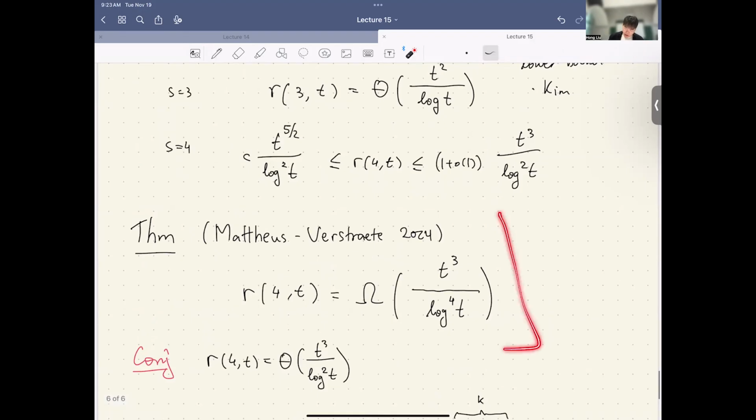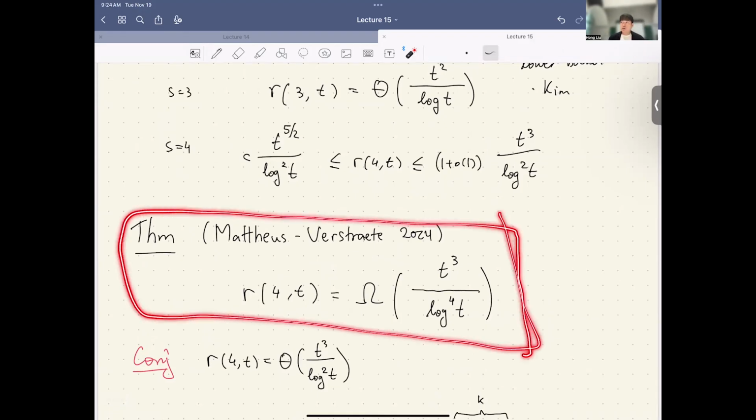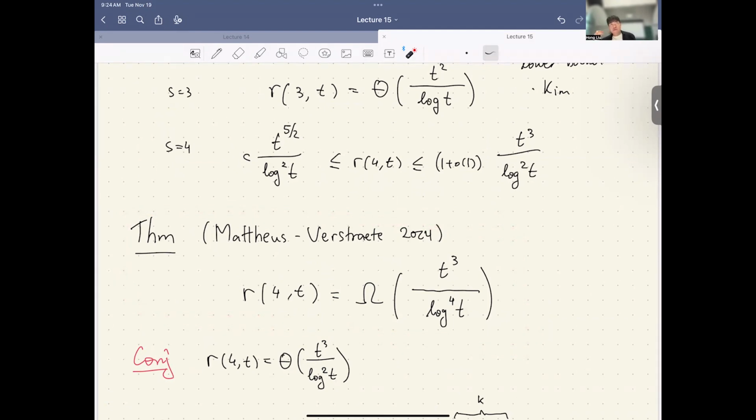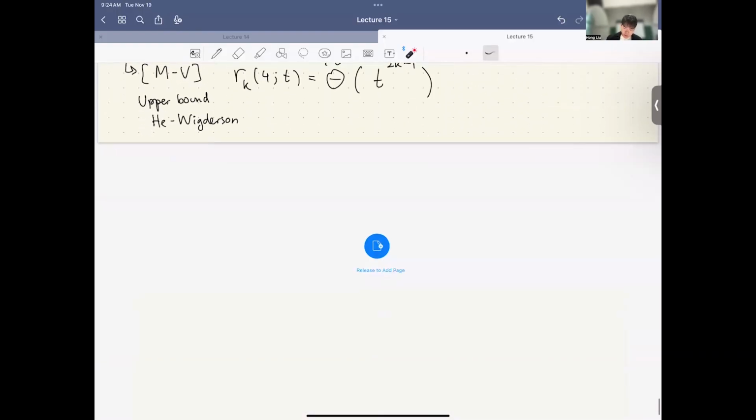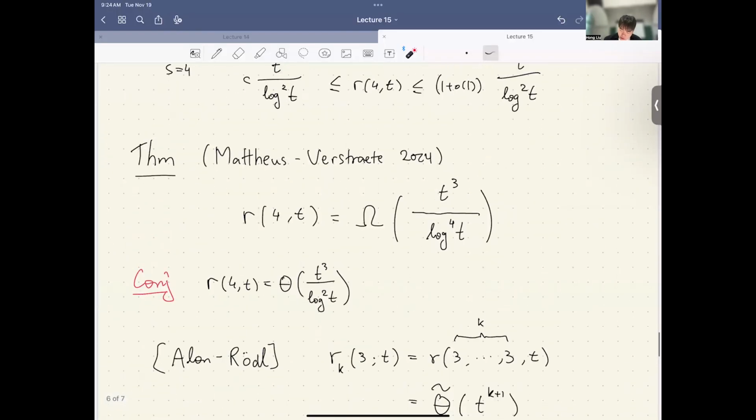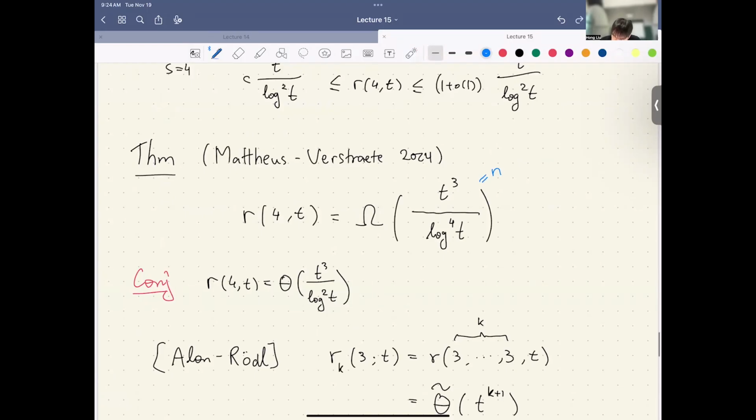So coming back here, let's try to prove this. Forget about multicolor for now. How do we prove a lower bound of t cubed up to polylog for R(4,t)? So what we want is what? Let's write down what we want on the side. If this is n, we need an n-vertex graph G which satisfies that it's K_4-free.